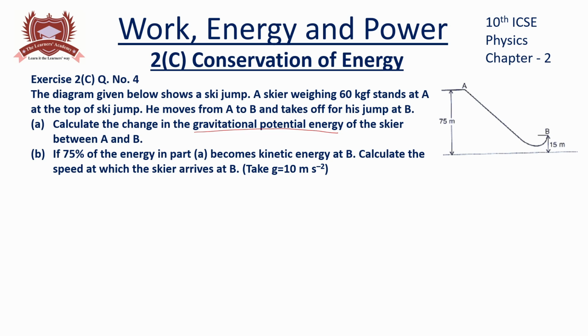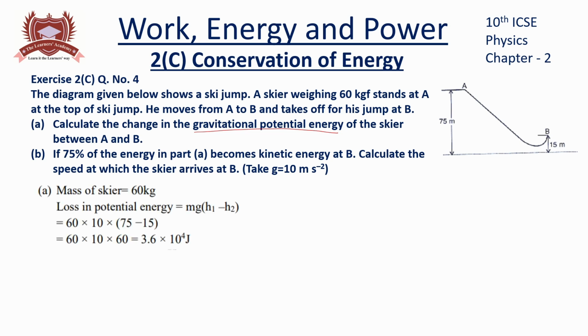So let us quickly see what we have. We have the mass of the skier as 60 kilograms, so loss of potential energy. Now here there is a loss of potential energy between this point and this point. As studied previously, the formula for loss of potential energy when we go from a higher height to a lower height is mg times h1 minus h2.